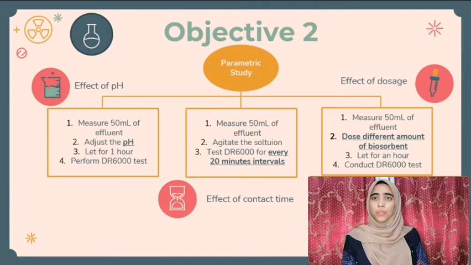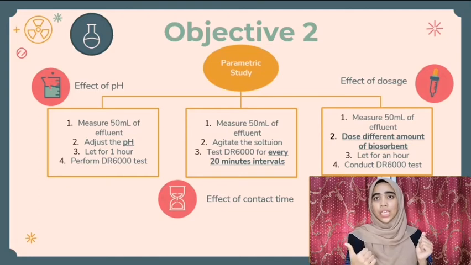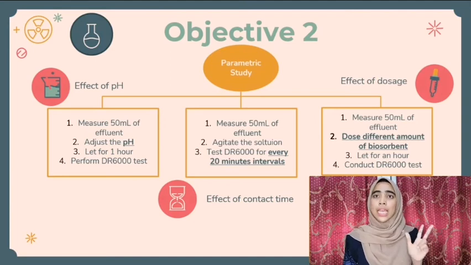Objective 2 is to perform the parametric study on a series of factors which are pH, contact time, and biosorbent dosage. Proposed procedures for the effect of pH are: fill 50 ml of effluent sample into 8 different flasks. Make sure these parameters are consistent: temperature 50 degrees C, biosorbent dosage 0.1 gram, 60 minutes of agitation time, and 250 RPM speed. 8 different pH values will be tested from pH 2 till 9, and the pH will be adjusted by using acid and alkali solution to achieve the desired pH value.